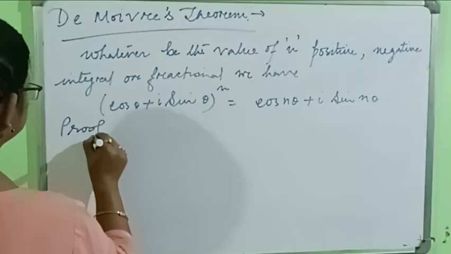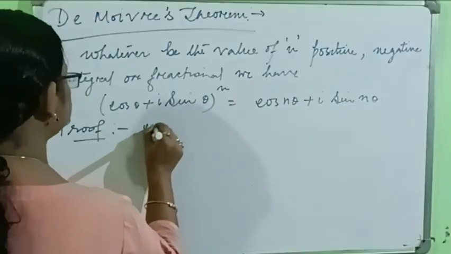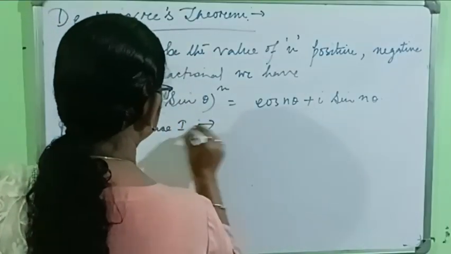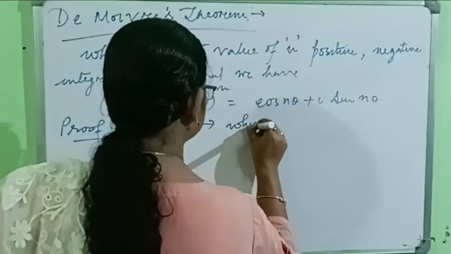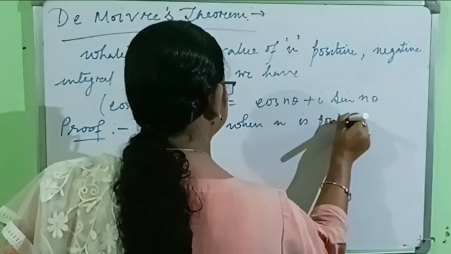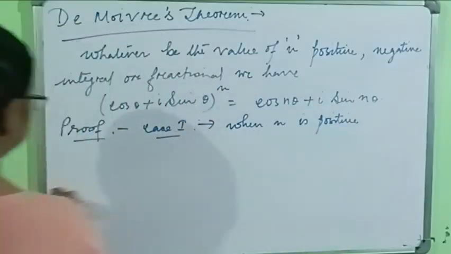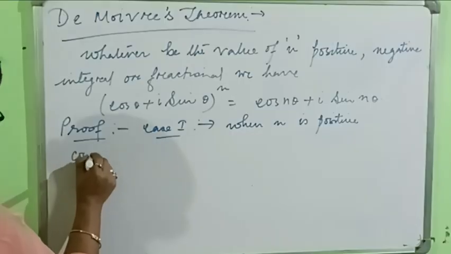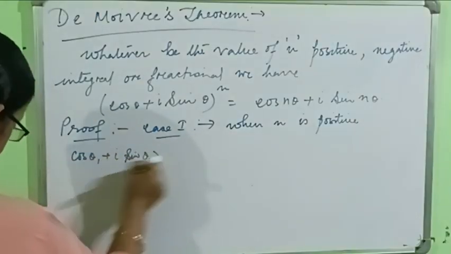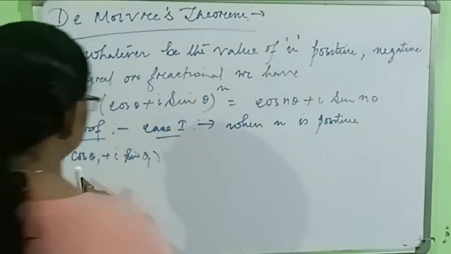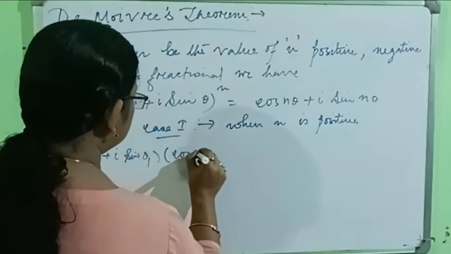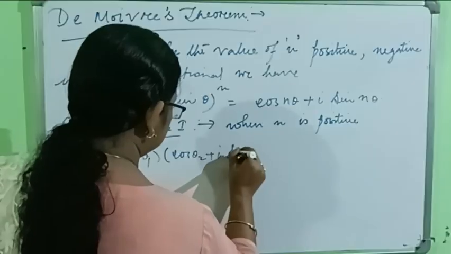Proof. Case 1, when n is positive. Consider the product (cos theta 1 plus i sin theta 1) times (cos theta 2 plus i sin theta 2).